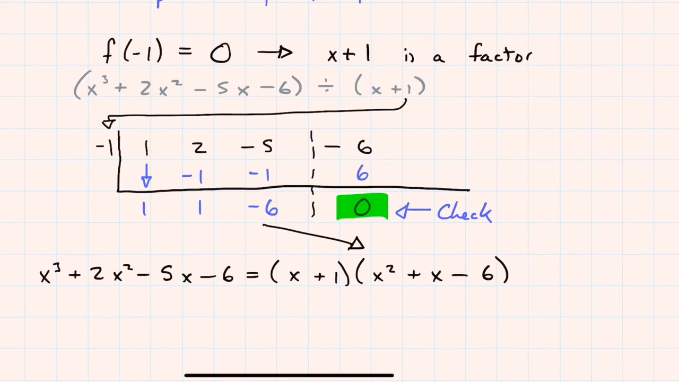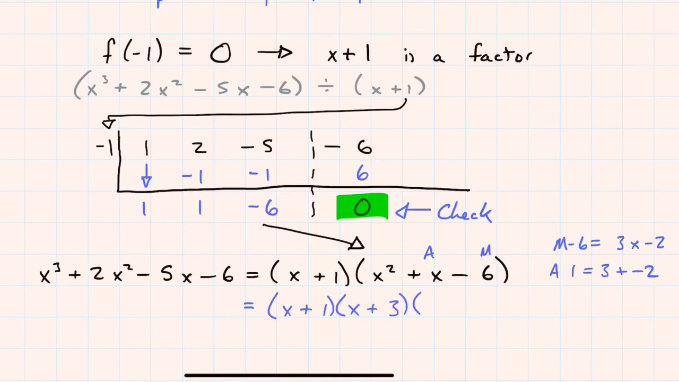And this one, because it's x squared and not a 2x squared or 3x squared, I know I can use just a simple AM method. I'm looking for two numbers that multiply to negative 6 and add to 1. Well, multiplying to negative 6, 3 times negative 2, and adding to 1 is 3 plus negative 2. So there are two numbers. So this factors as x plus 1 times x plus 3 times x minus 2.